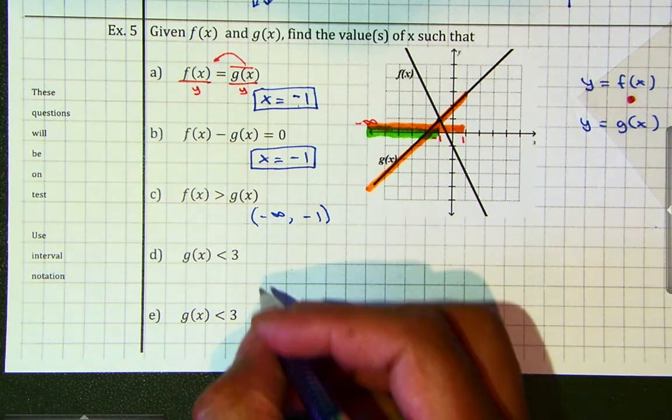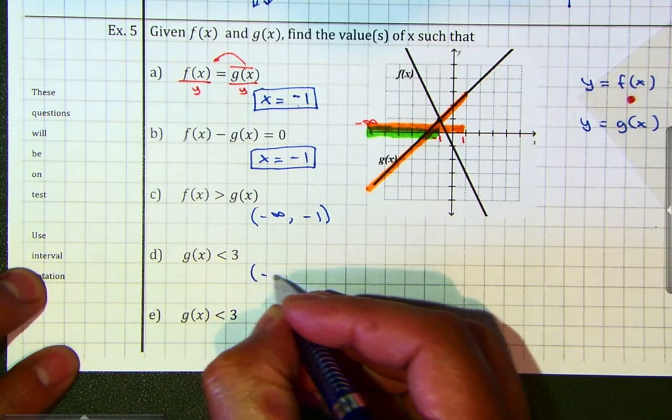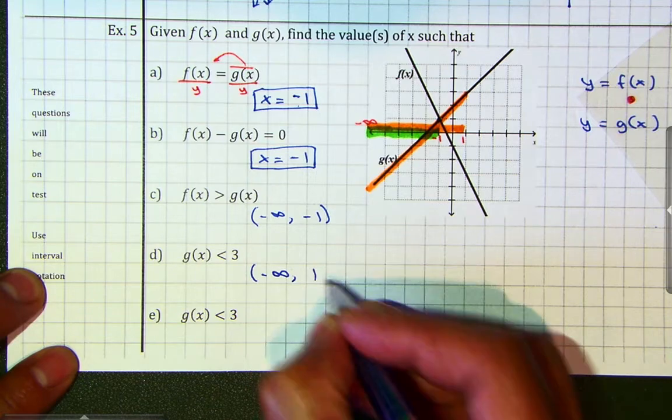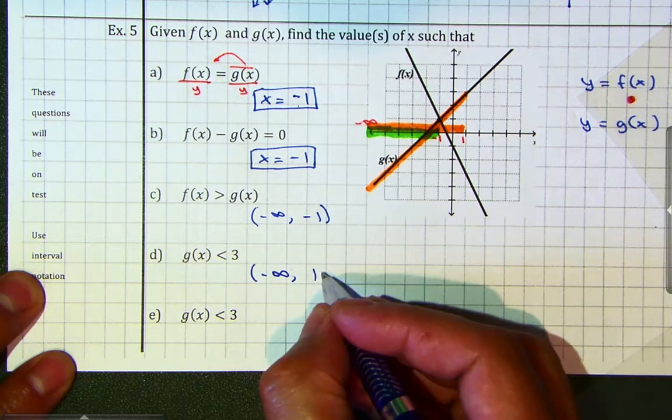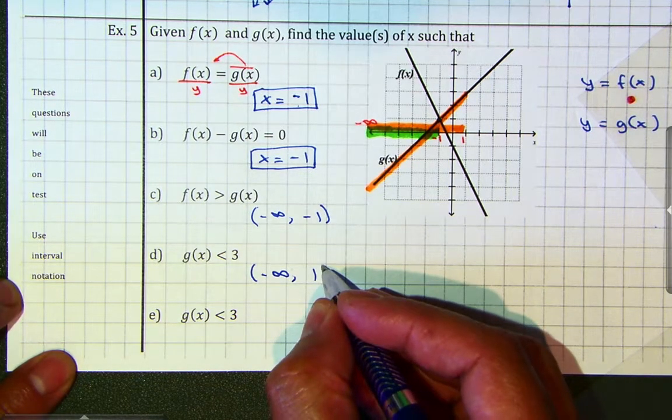From negative infinity all the way up to positive 1. The question is, does it have a parenthesis or bracket? It has a parenthesis.